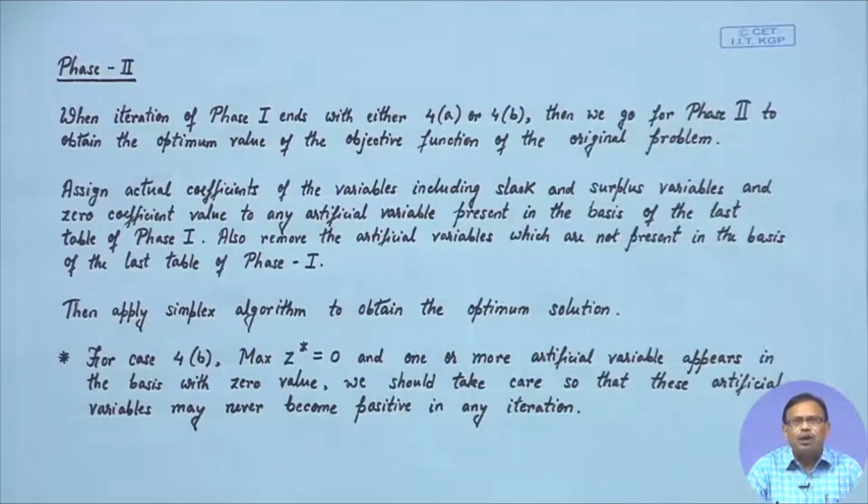And please note it, if any artificial variable is present, then we are assigning 0 value as a coefficient for that artificial variable. That means, in the two phase method, we are very clearly telling what will be the coefficient of the artificial variable in the objective function, which we defined as M, a very large number, in the big M method, which is the basic difference between these two.